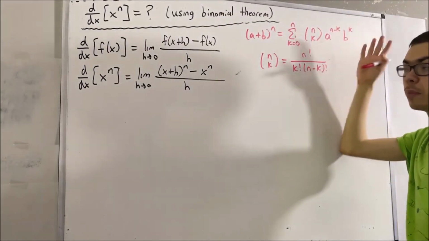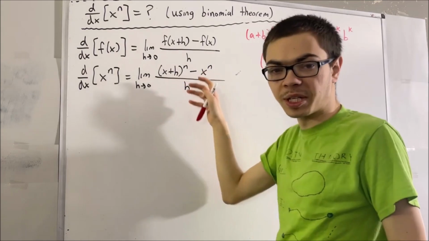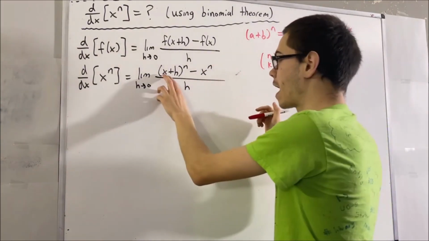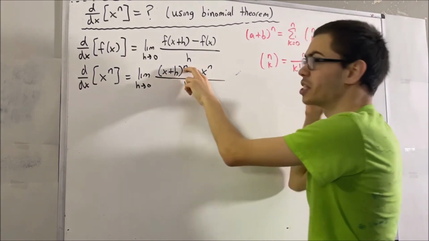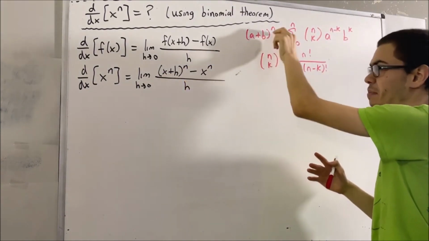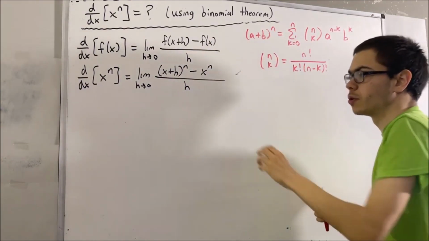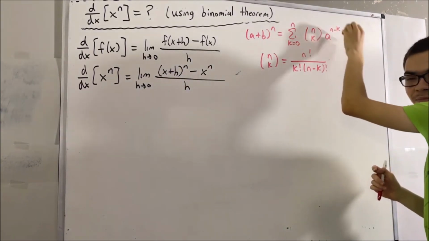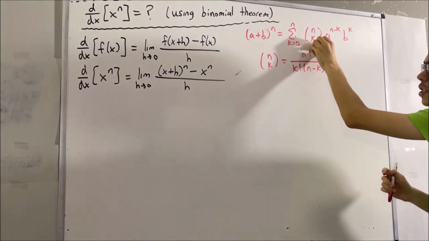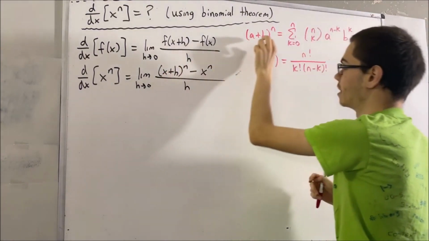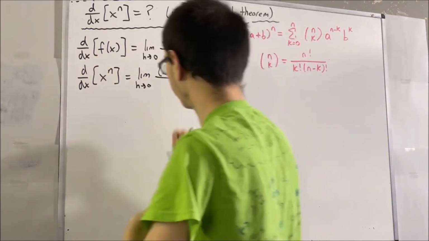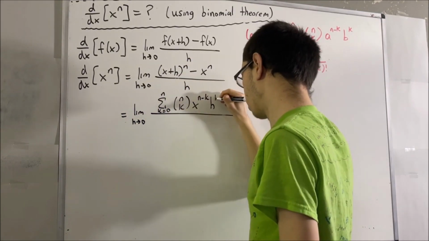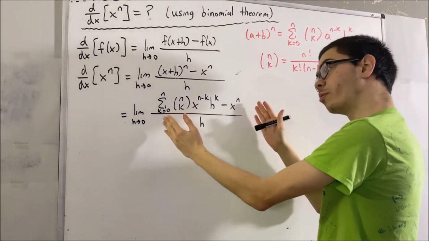And we're going to apply it to what we have in this limit. And it turns out we can actually apply it right now because we have x plus h to the power of n, which is precisely in the form of a plus b to the power of n. So really, all we're going to do is rewrite x plus h to the power of n using this summation. Really, all we're doing is replacing a with x and b with h. And so this is what we get when we do that.